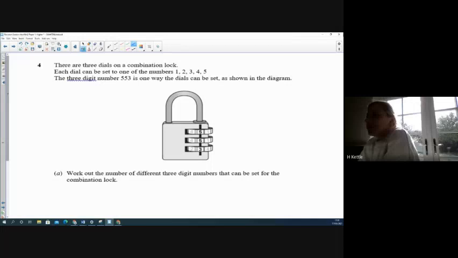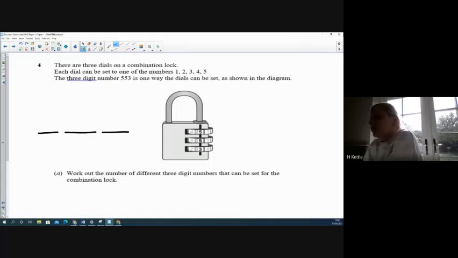Okay, next question. There are 3 dials on a combination lock. Each dial can be set to one of the numbers 1, 2, 3, 4, or 5. The 3-digit number 553 is one way that the dials can be set, as shown in the diagram. Work out the number of different 3-digit numbers that can be set for the combination lock. So to answer this question, we need to think about the number of different options for each position. So if I think I've got position 1, I've got position 2, and I've got position 3.